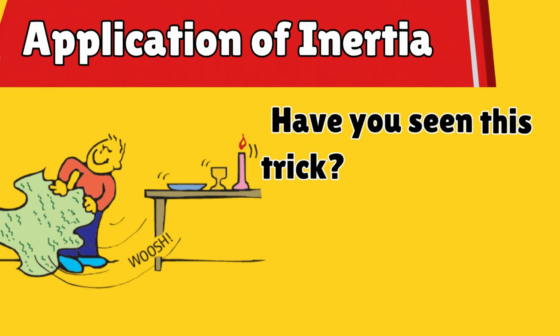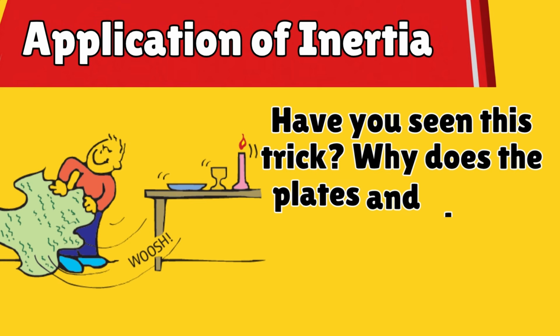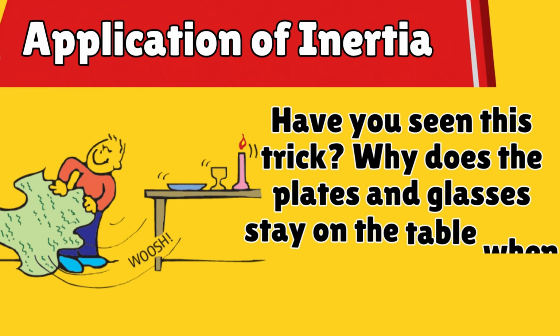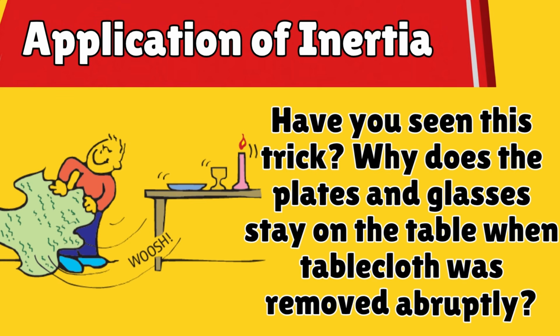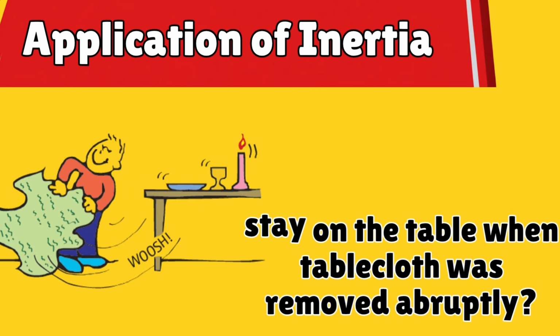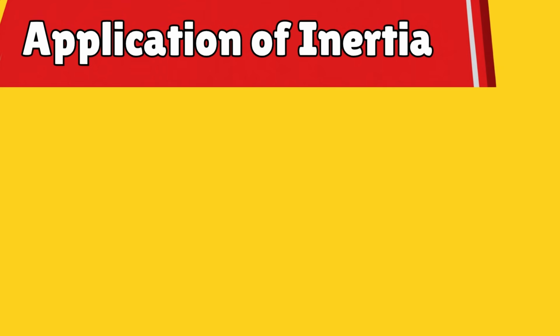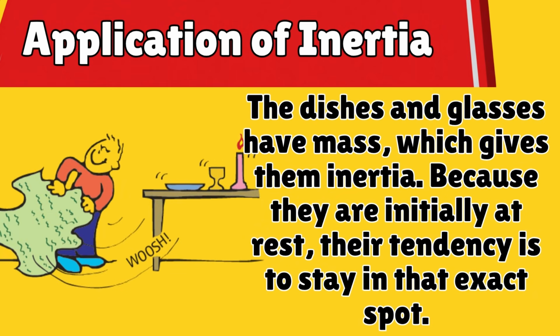Another application is a magic trick. Have you seen this trick? Why do the plates and glasses stay on the table when the tablecloth is removed abruptly or quickly? The dishes and glasses have mass. Therefore, they have inertia. Now, because they are initially at rest, their tendency is to stay at rest in that exact spot.